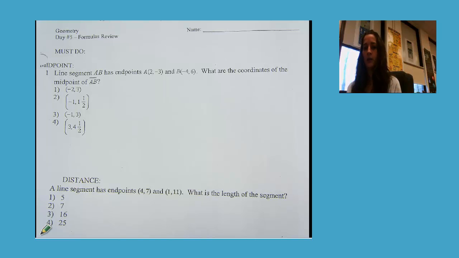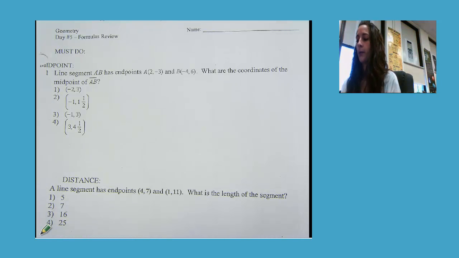Okay, so what I'm going to do today is do a couple problems of the formulas that Mrs. Casey just reviewed with you. What I'm going to do is the first problem of each of your sections. So I'll do the first problem from your midpoint section, first problem from your distance section, and the first problem from your slope section in your day number 5 in your quadrilaterals part 2 packet. So let's take a look at the first problem.